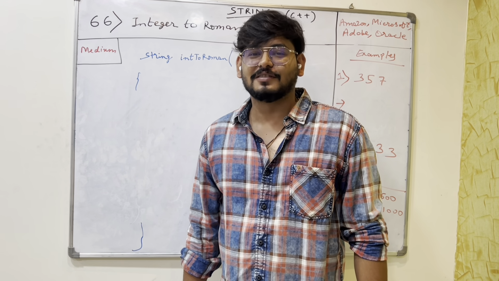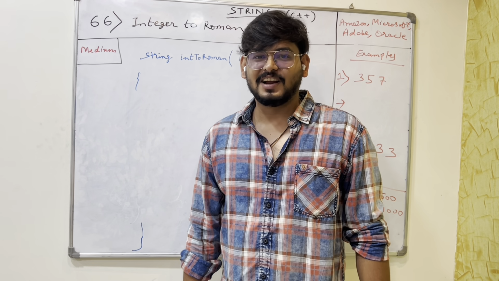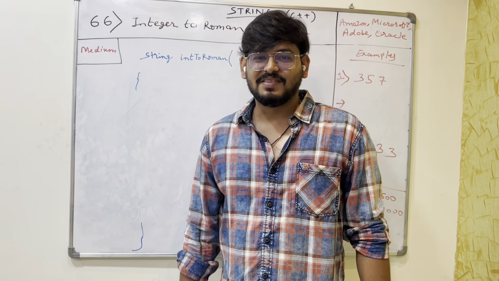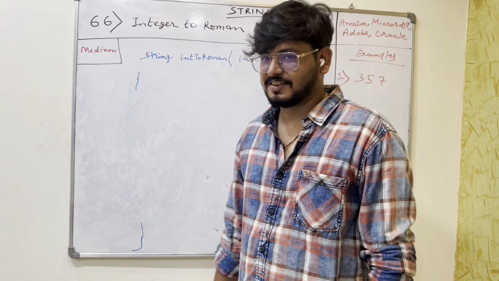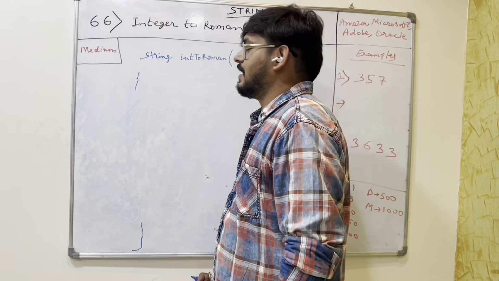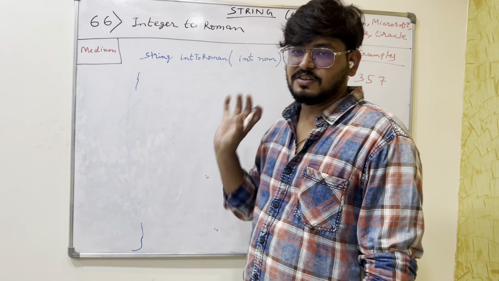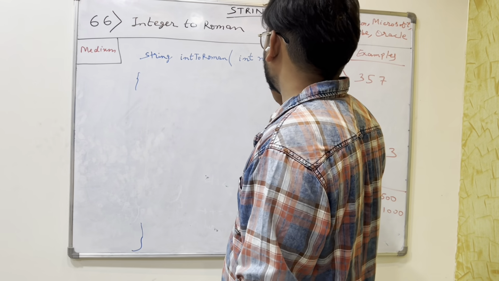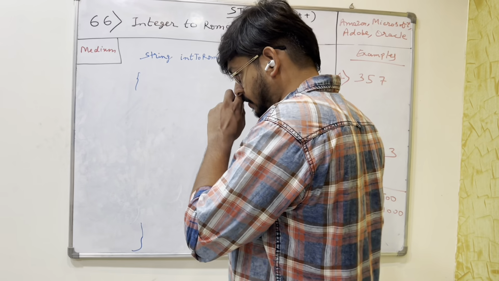Today we are going to solve the 66th question of the problem solving series, which is based on string. The difficulty level for this question is medium, and this question has been asked in Amazon, Microsoft, Oracle, Adobe, etc. Integer to Roman conversion. In the previous question we converted Roman values to integer values, and in this question we are converting the integer value given to us into its corresponding Roman value.